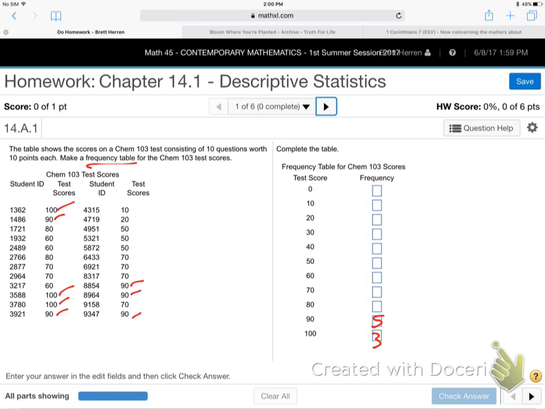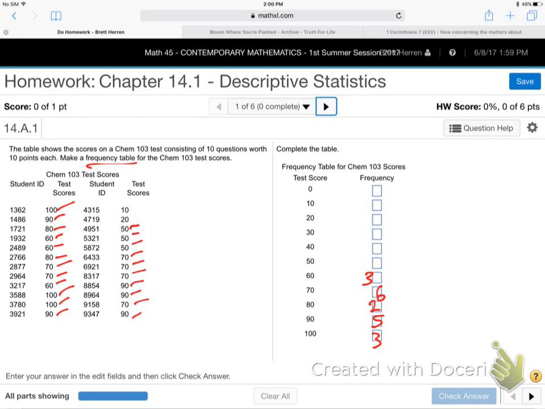How many 80s? One, two, no, that's a 60. Two in these. How many in the 70s? One, two, three, four, five, six in the 70s. How many in the 60s? One, two, three in the 60s. All right, how many in the 50s?